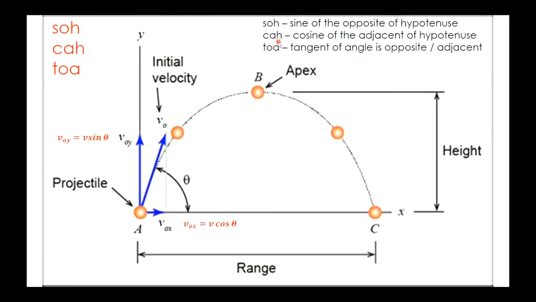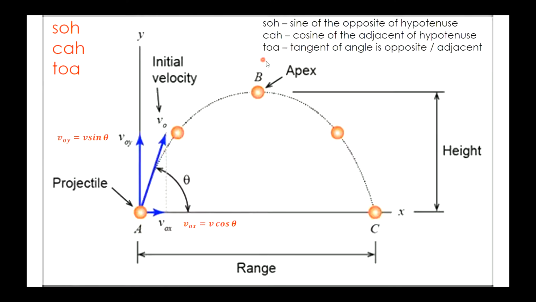And then, meaning cosine of the adjacent over hypotenuse. So adjacent is yung katabing side or yung remaining side sa ating right triangle. So ang gagamitin daw, cosine of the adjacent. So that will be velocity times cosine of the angle theta.